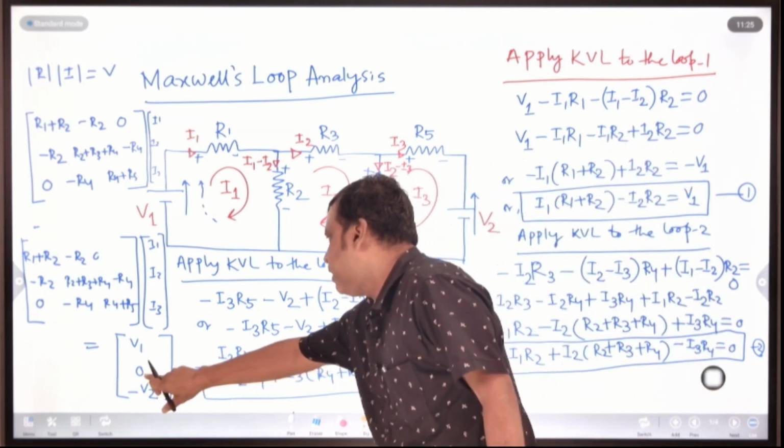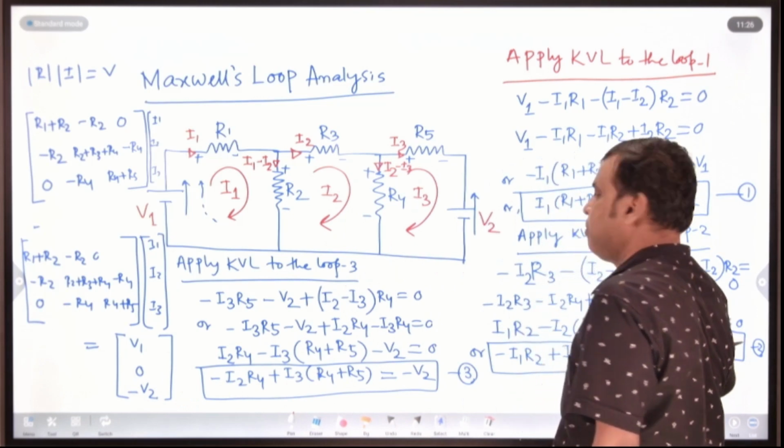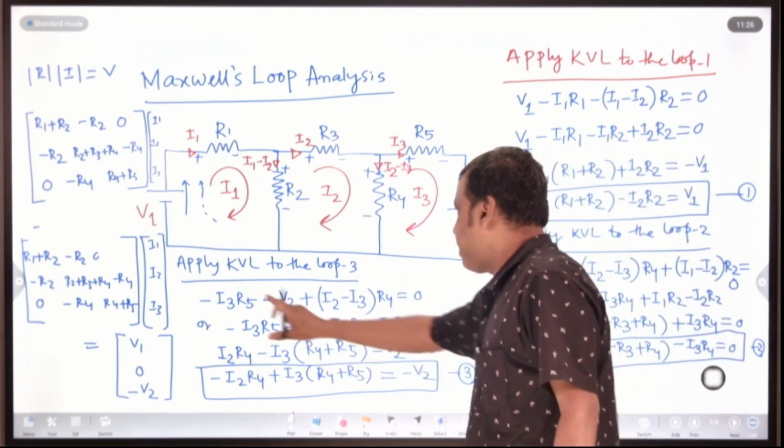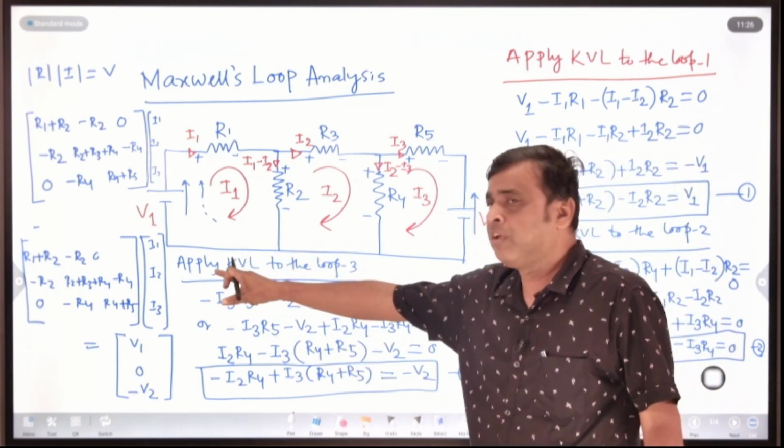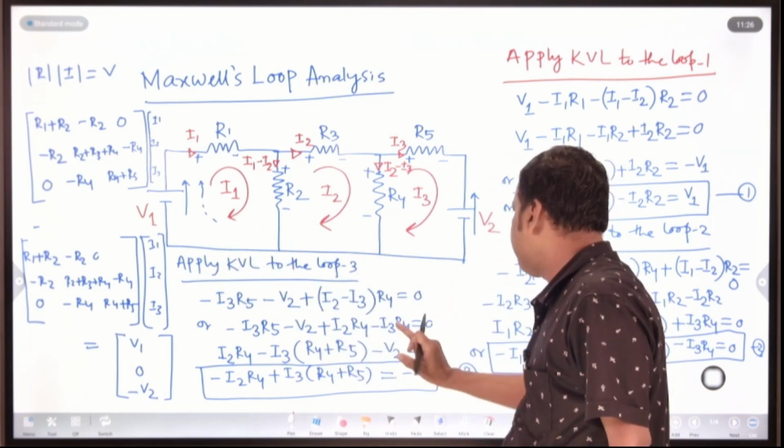In there, the second net voltage is 0, equal to 0. Are you getting it or not? Is my equation satisfied with this condition or not? Then come to the third equation.